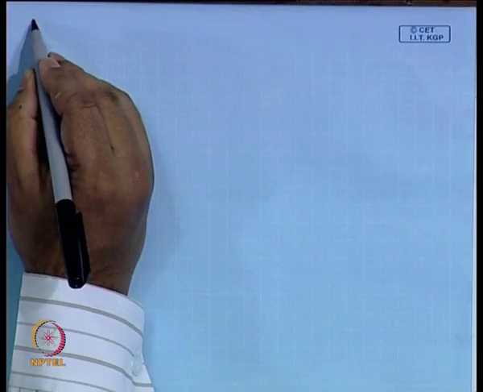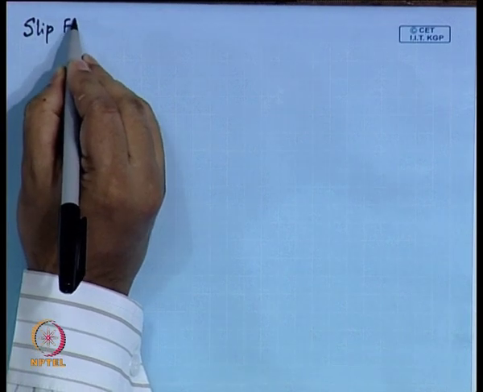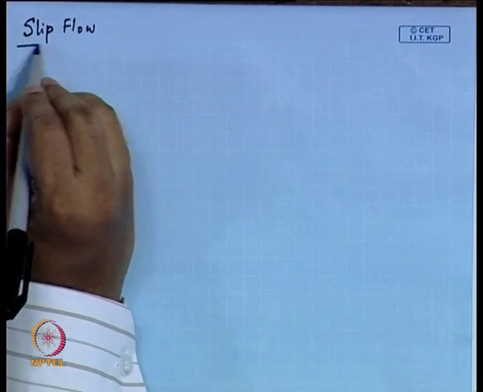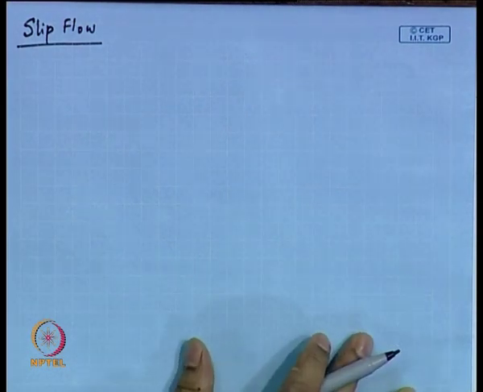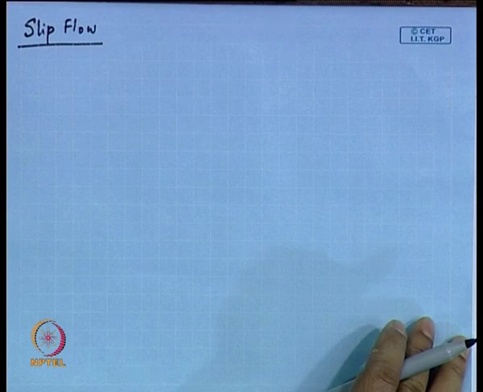The next topic that I pick up now is more important for flow of gas through a microchannel, not a liquid. The next topic that I pick up is something called slip flow. That would be the next topic that I would be covering in microscale transport.